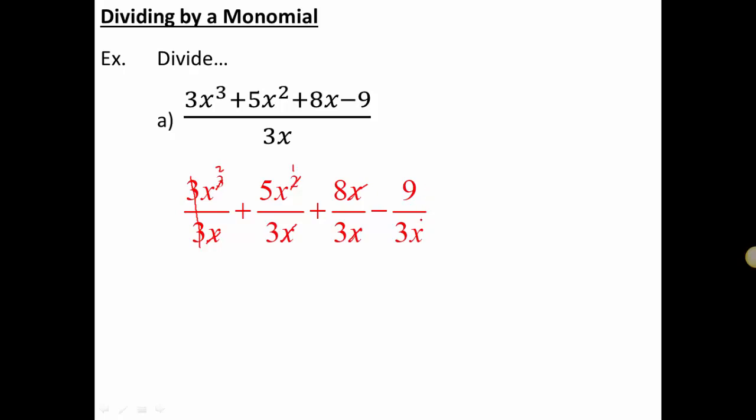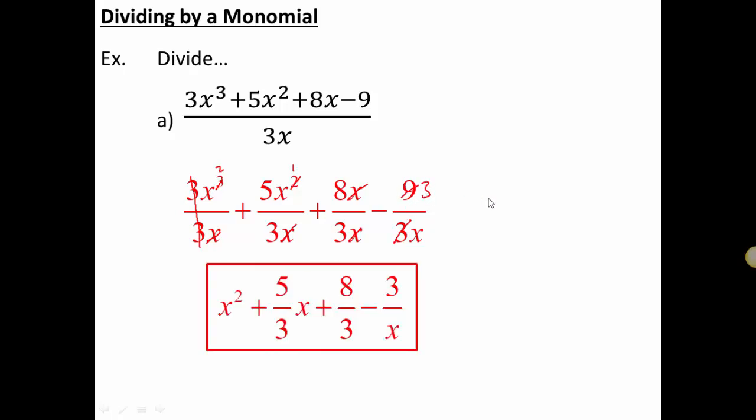Now in this case, looking at the variables first, I don't have any variables up top, so that x is going to stay put. And then 9 over 3 is 3. Now because the answer is 3 and not 1 over 3, the 3 would be left on the top. So I end up with a final answer of x squared plus 5/3 x plus 8/3 minus 3 over x.